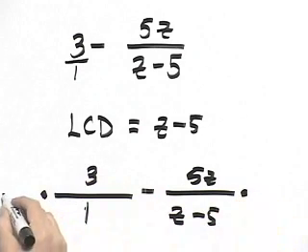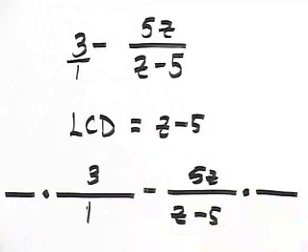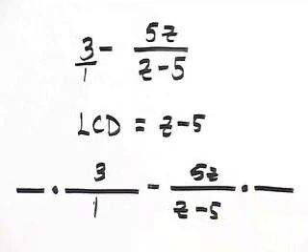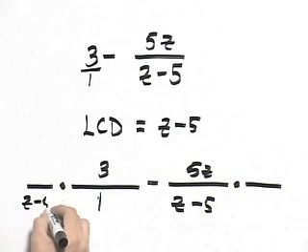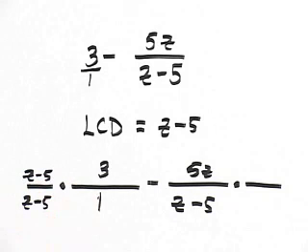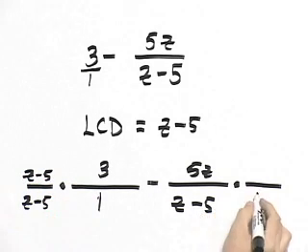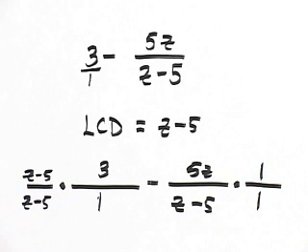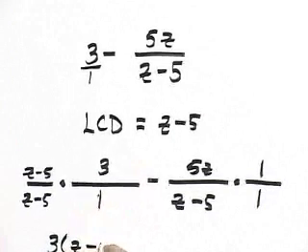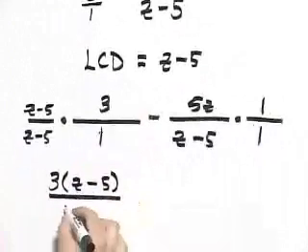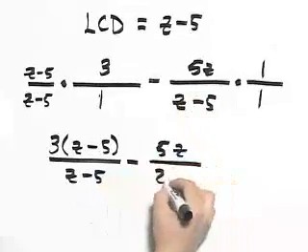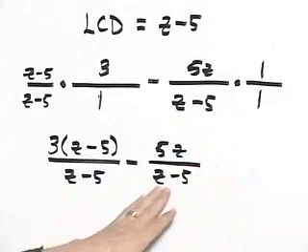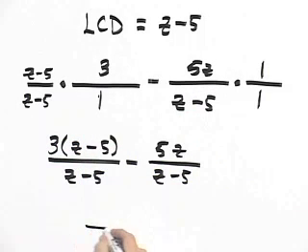So we will multiply by some form of 1 to help us get a denominator of z minus 5 for each fraction. To get a denominator of z minus 5 in this first fraction, we need to multiply by z minus 5. So we will do so in the numerator as well. We already have z minus 5 here, so we'll multiply by 1 over 1. Now, multiplying each of these pieces, we'll have 3 times z minus 5 all over z minus 5, minus 5z over z minus 5. Now that we have common denominators, we can actually proceed with subtracting the numerators.